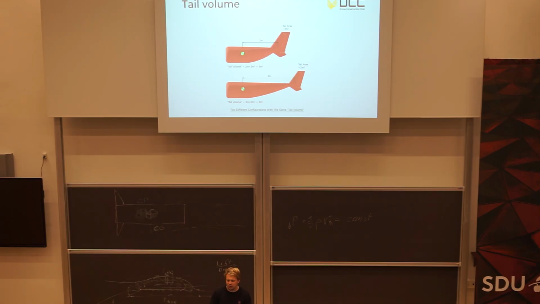Usually for the same amount of control, you need the same amount of tail volume. And you can see if you have a crazy heavy fuselage, you might not want to make it too long. You just make it shorter, make the stabilizers bigger, and it will work out.